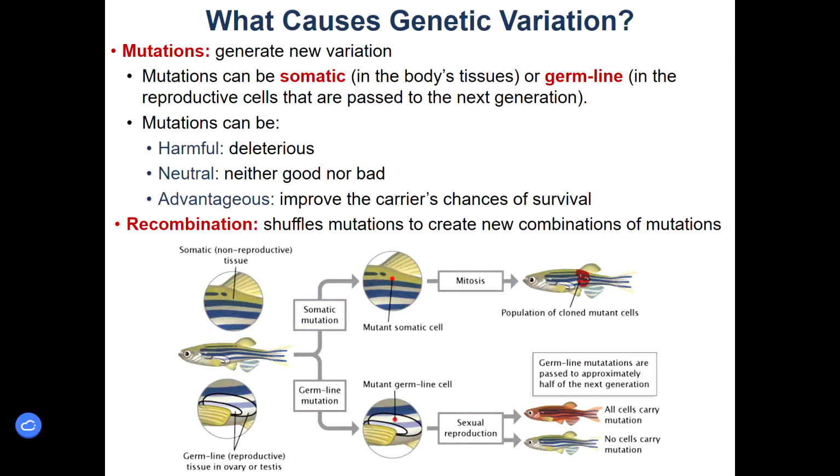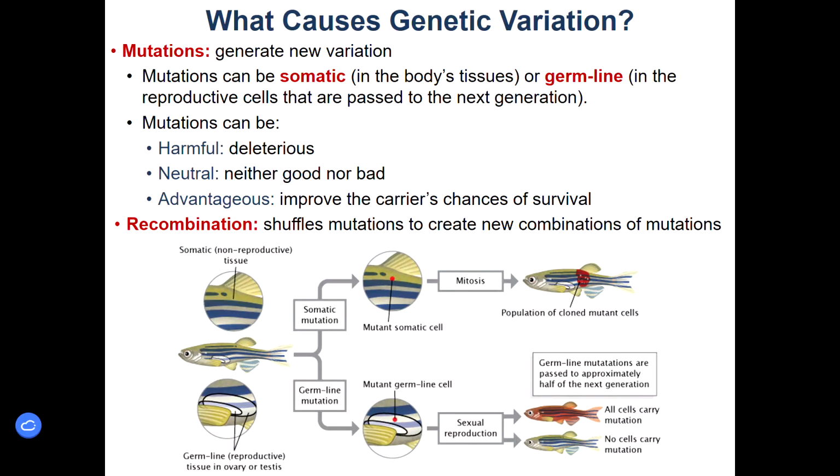So what causes genetic variation? Mutations. Mutations cause genetic variation. And there's two different types of mutations we can have in our body. We can have somatic mutations, which are in our body cells, so like your skin cells, or your heart cells, or your liver cells, or your red blood cells. Those are your somatic cells. If you have a mutation in your somatic cell, it's just going to stay on your body. So it's just going to affect you.